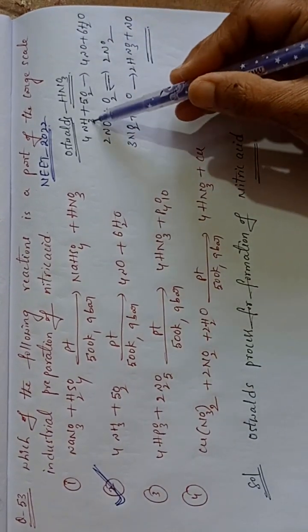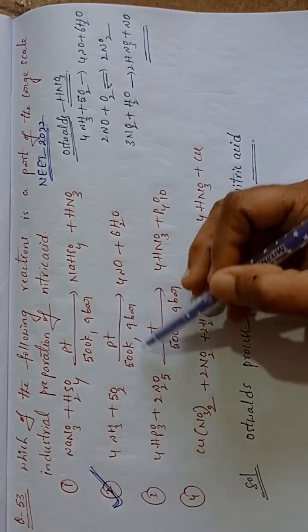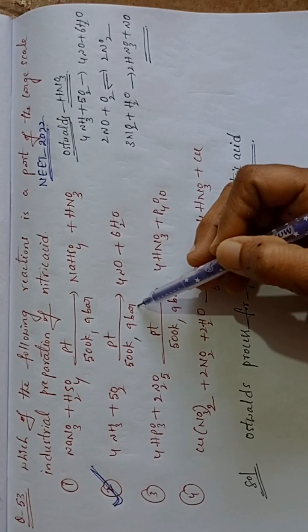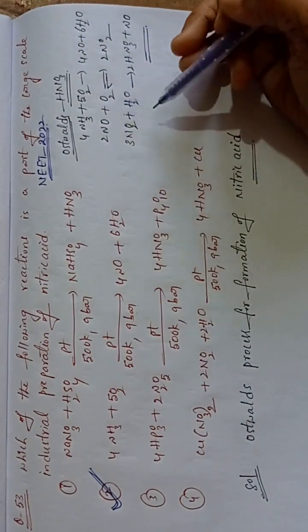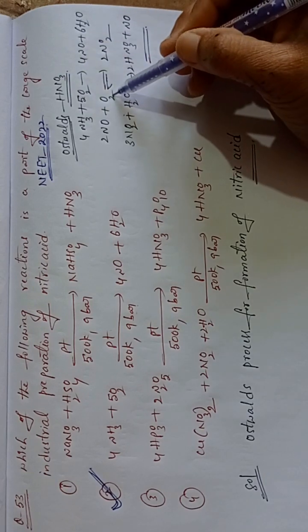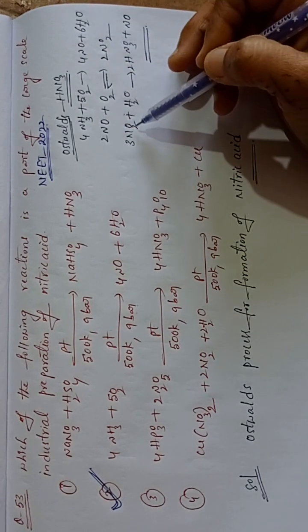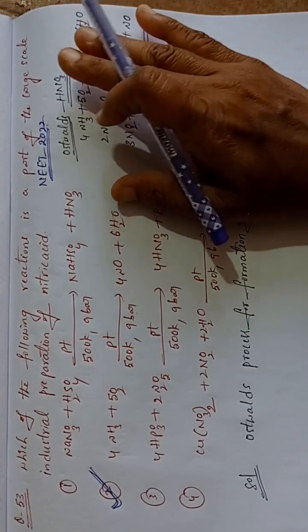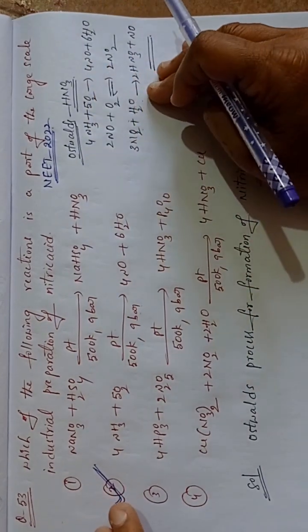Correct? 4 NH3 plus 5 O2 gives 4 NO plus 6 water. Platinum is the catalyst, at 500 Kelvin temperature and 9 bar pressure. It produces NO and water. This is the first step. In the second step, NO, nitric oxide, when treated with oxygen, produces nitrogen dioxide. Nitrogen dioxide when dissolved in water produces HNO3. So this is Ostwald's method, the manufacturing method, the large scale industrial preparation method.